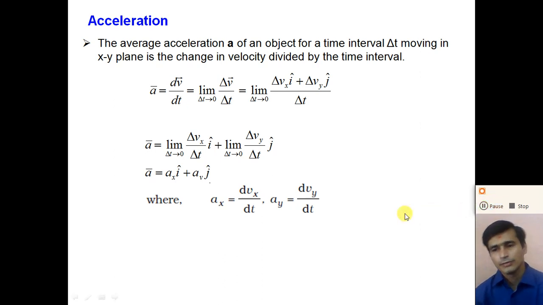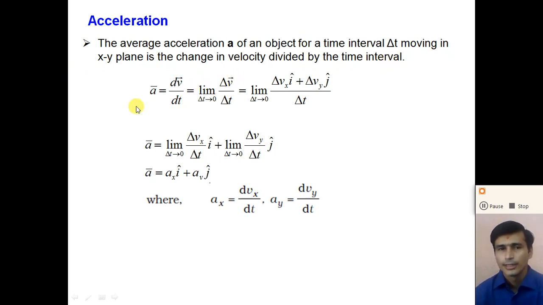So if the velocity of an object changes with time, in magnitude and direction both, the motion is said to be an accelerated motion. For that, the average acceleration can be defined as the change in the velocity divided by the time interval. So here the average acceleration a of an object for a time interval delta t moving in the xy plane is the change in the velocity divided by the time interval, and the direction of the average acceleration is in the direction of the change in the velocity, right?